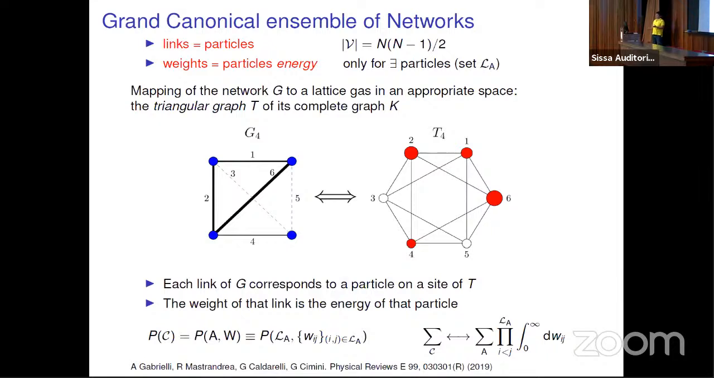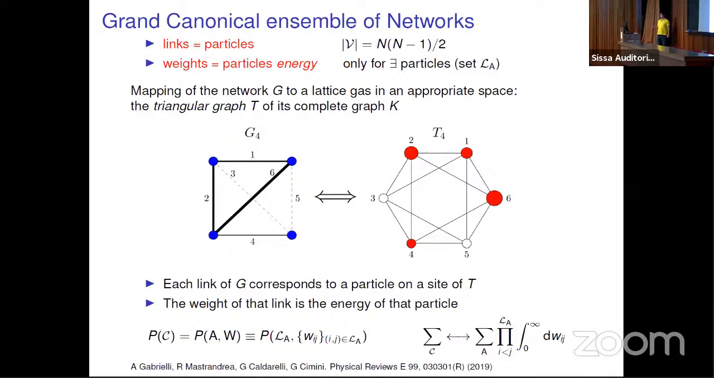You can do more interesting stuff. For instance, this is what we call a granular ensemble. It is a model in which you consider the links of your network as the particles and the weights of those particles as the energy or the spin or whatever generalized coordinates you want to put on these particles. Thanks to the fact that you can map a weighted network into a lattice gas in an appropriate space, called the triangular graph of the complete graph. It's a bit involved, but in fact it's simple.